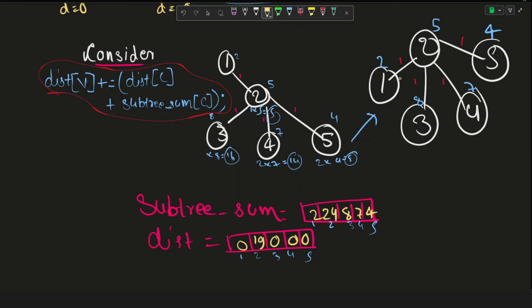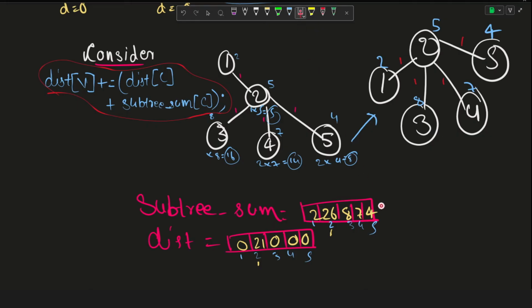So in the 2, I want to utilize the results of 1, so we will modify these 2 values. The subtree sum of 2, which is currently 24, will also include the subtree sum of 1, which is 2, so it will become 26. And also the distance for this 2, which is 19 here, will include the distance of 1 as well as the subtree sum of 1, which is 0 plus 2, that is 2. So 19 plus 2, 21. So this will be 21 now.